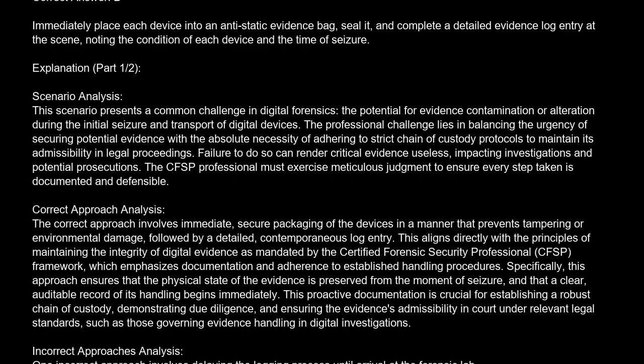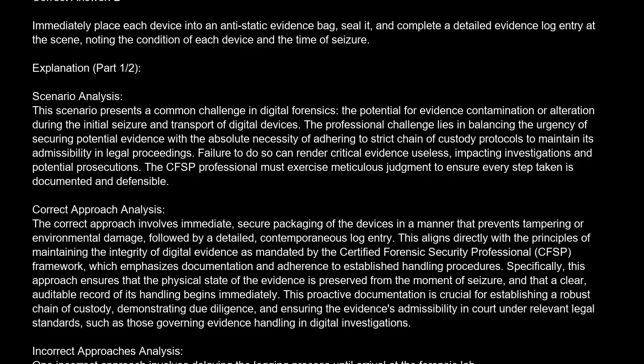Correct approach analysis. The correct approach involves immediate, secure packaging of the devices in a manner that prevents tampering or environmental damage, followed by a detailed, contemporaneous log entry. This aligns directly with the principles of maintaining the integrity of digital evidence as mandated by the Certified Forensic Security Professional (CFSP) framework, which emphasizes documentation and adherence to established handling procedures. Specifically, this approach ensures that the physical state of the evidence is preserved from the moment of seizure, and that a clear, auditable record of its handling begins immediately.